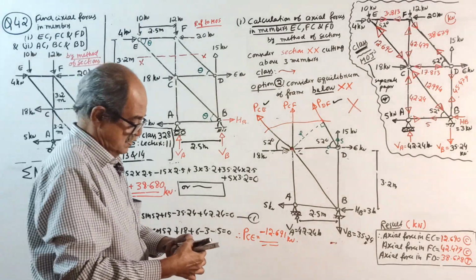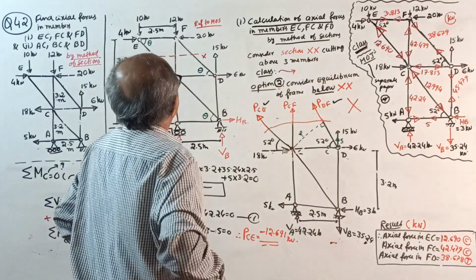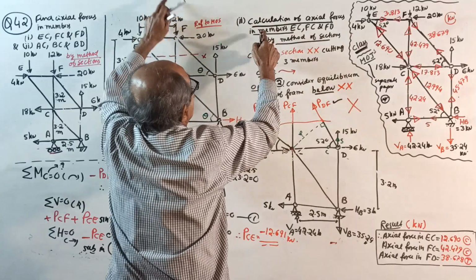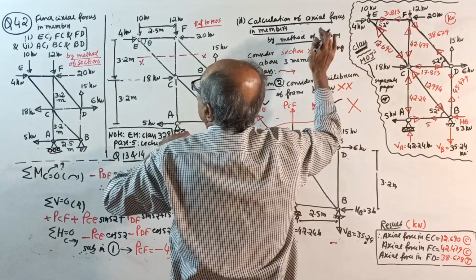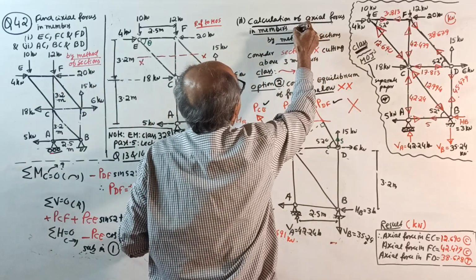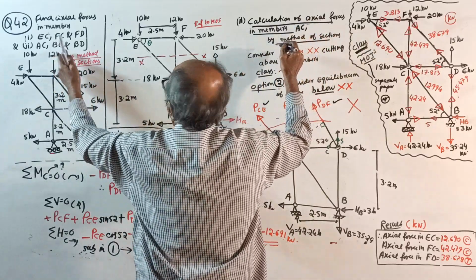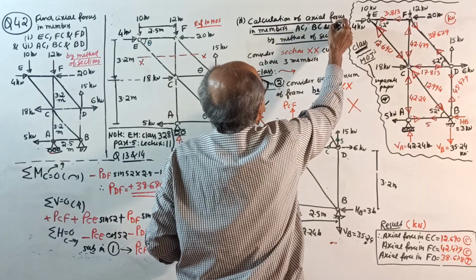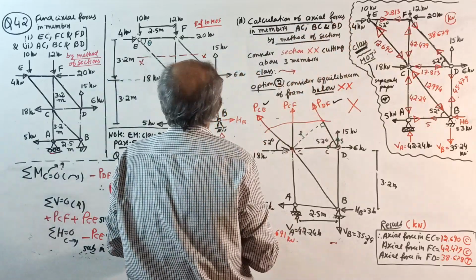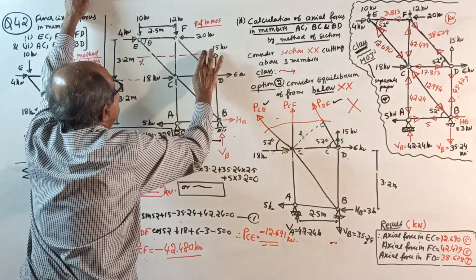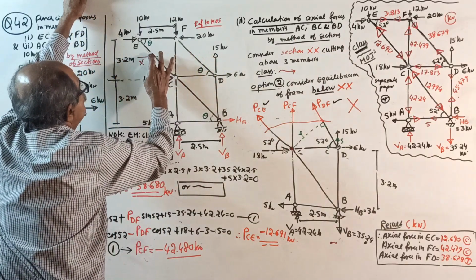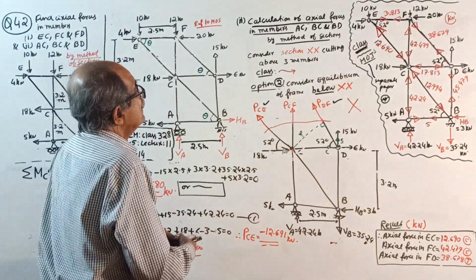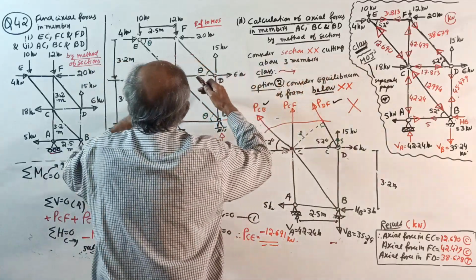Okay. Now, over, second question. Calculation of axial forces in members AC, BC and BD by method of section. Okay, see now. Once again, draw the sketch or use the Xerox copy. That Xerox you have taken, now attach here. So, consider section XX cutting above 3 members.